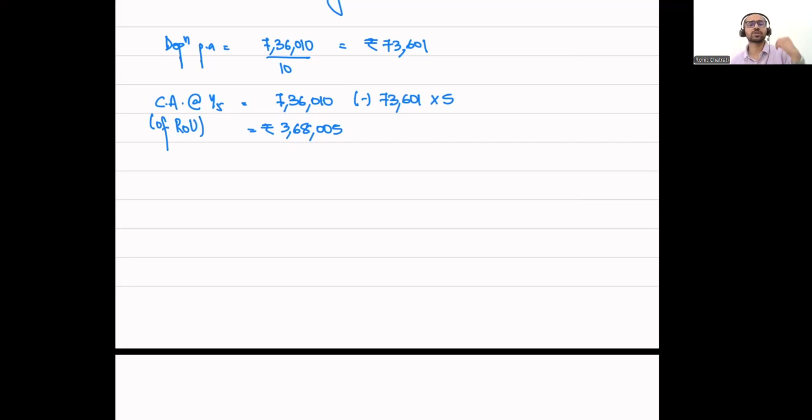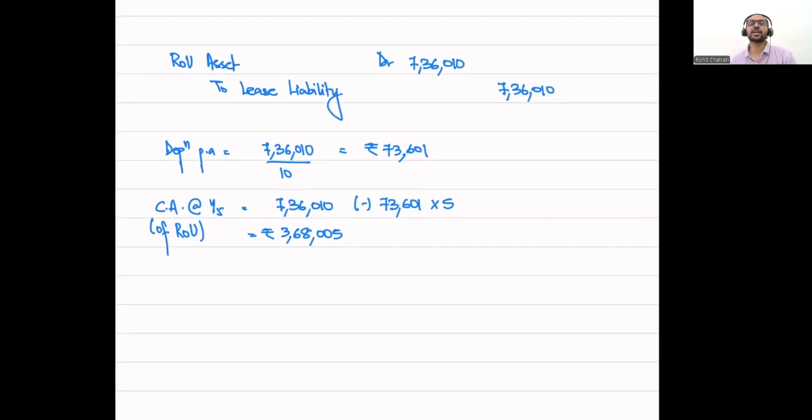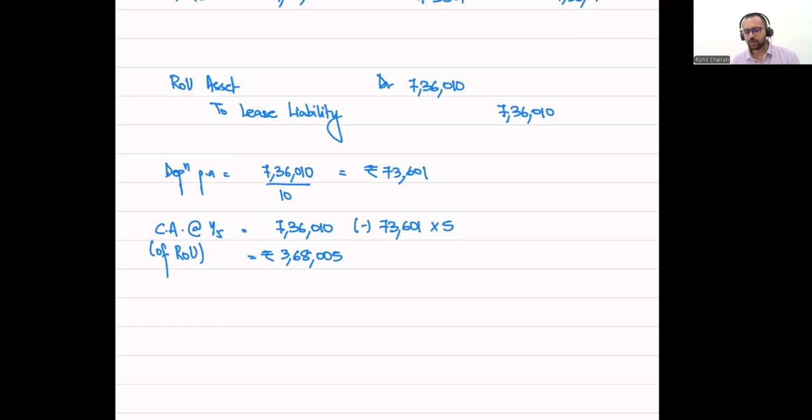Now, similarly, I would also like to find out what is going to be the carrying amount of the liability at the end of the fifth year. Just like how I calculated the carrying amount of the ROU asset at the end of the fifth year, I also would like to know the carrying amount of the lease liability at the end of the fifth year, for which I have to prepare a lease liability schedule. I won't prepare a schedule for a period of 10 years because I'm only concerned with the lease liability at the end of the fifth year. So I am going to restrict myself to preparing the lease liability schedule up to the end of the fifth year. Let's start with the lease liability schedule.